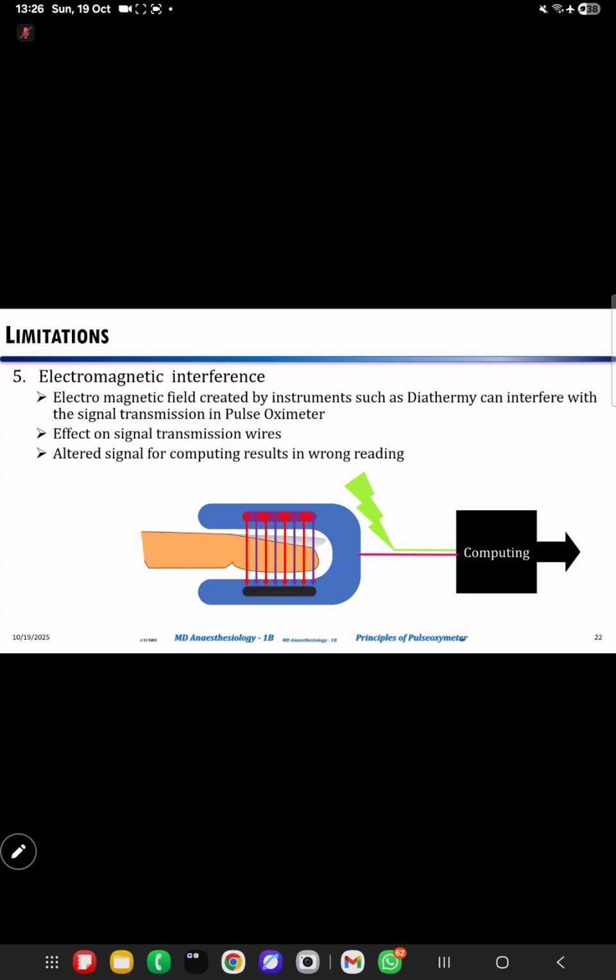And you can have electromagnetic interference. Now, electromagnetic fields are created by instruments such as diathermy. As shown in the picture, their current can go through the wire connected from the pulse oximeter to the computer, and then alter the signal for computing, changing the result. So this is called electromagnetic interference.